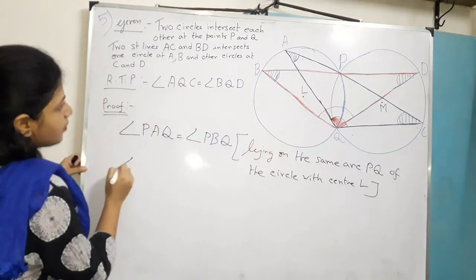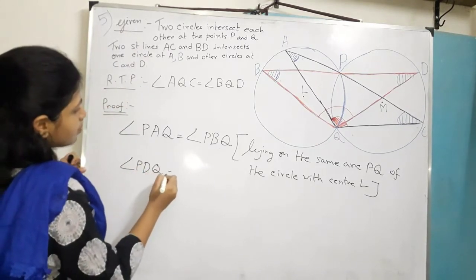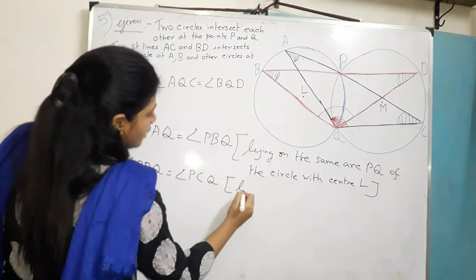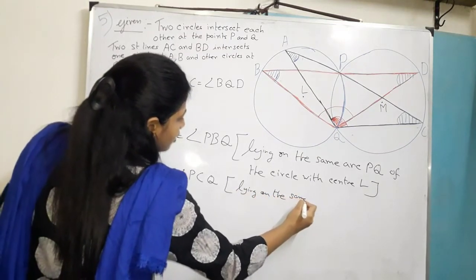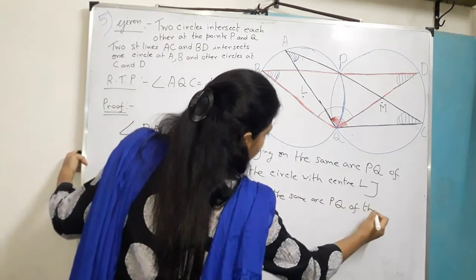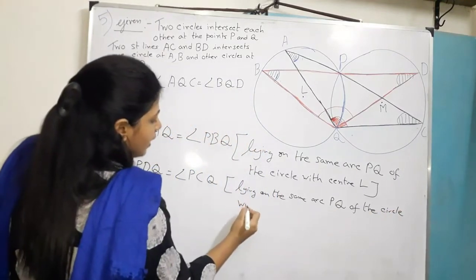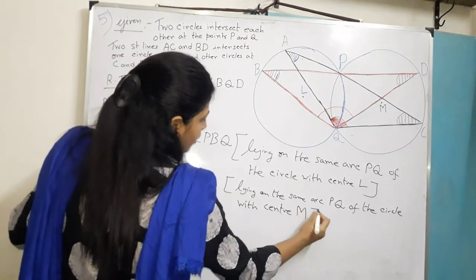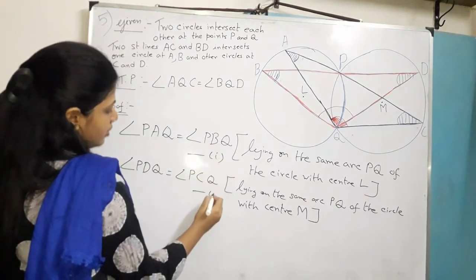Similarly, we can say that angle PDQ equals angle PCQ. The reason will be lying on the same arc PQ of the circle with center M. I will just change the center here. This one is M. Okay. Now this one I will write 1 and this is 2.